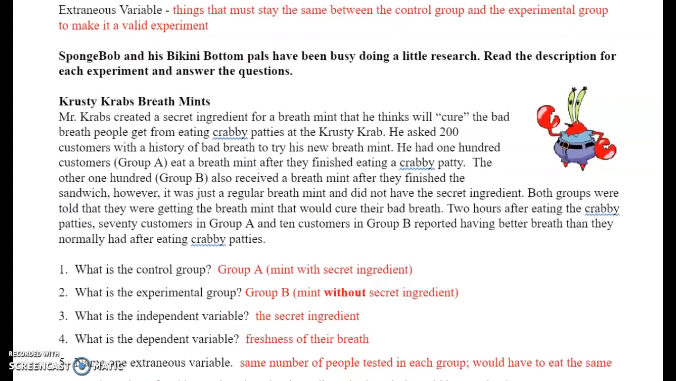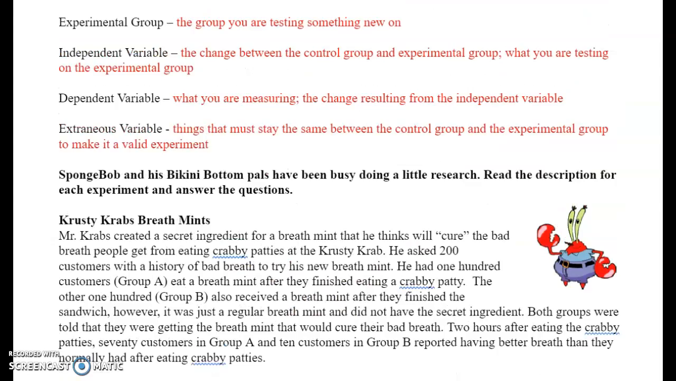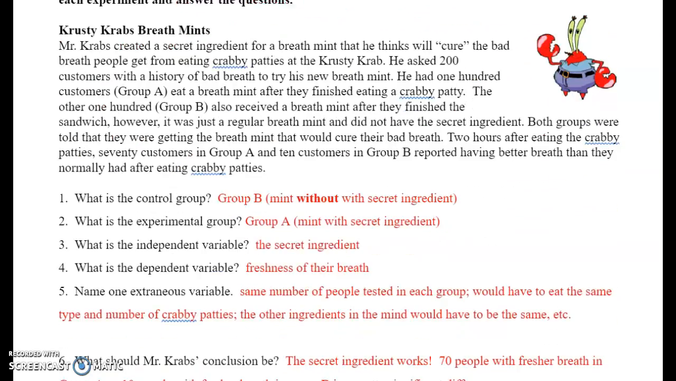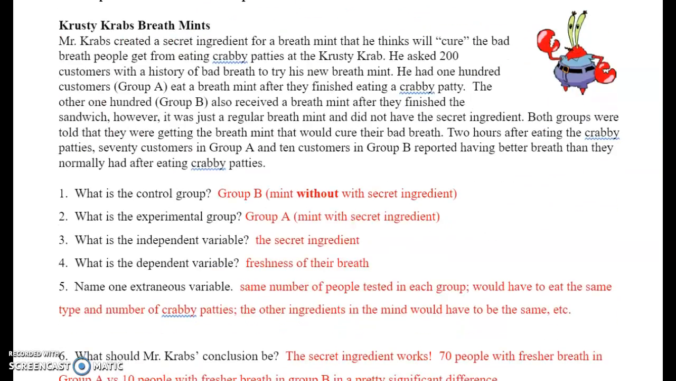So for the first experiment, Mr. Krabs had created a special ingredient for a breath mint. So Group A got the new mint with the secret ingredient. Group B got a regular breath mint. Okay? And then after they ate a Krabby Patty and they took a breath mint, 2 hours later, they found that 70 customers in Group A had better breath and 10 customers in Group B had better breath.